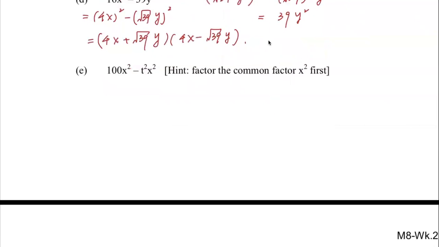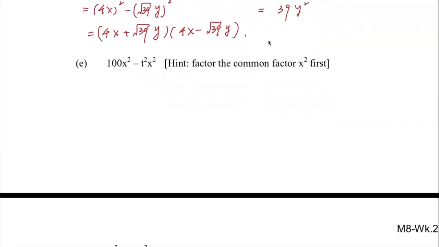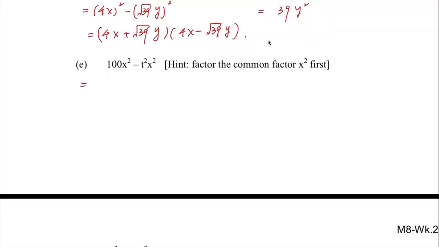E, 100x squared minus t squared x squared. The hint here says factor the common factor x squared first. That's one way to do it. So let's follow the hint first. I'm going to write this as method 1. Let's factor the x squared first.